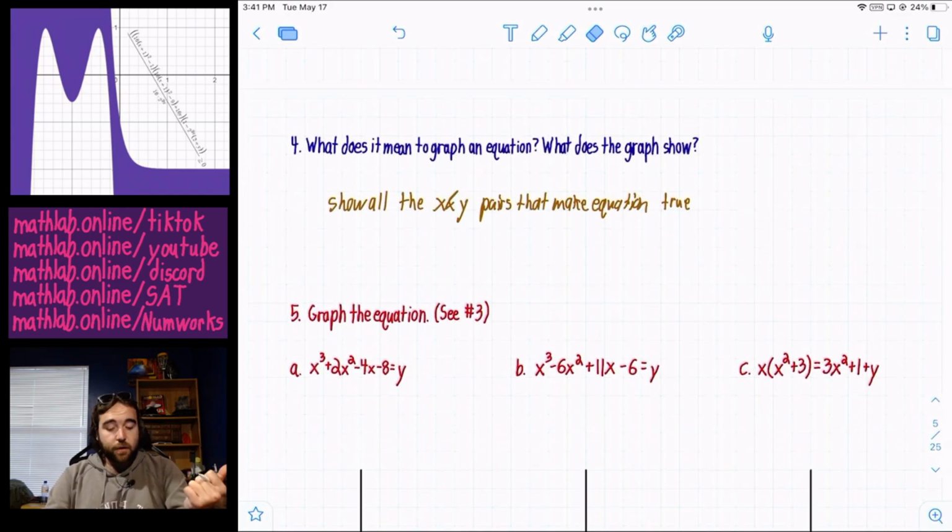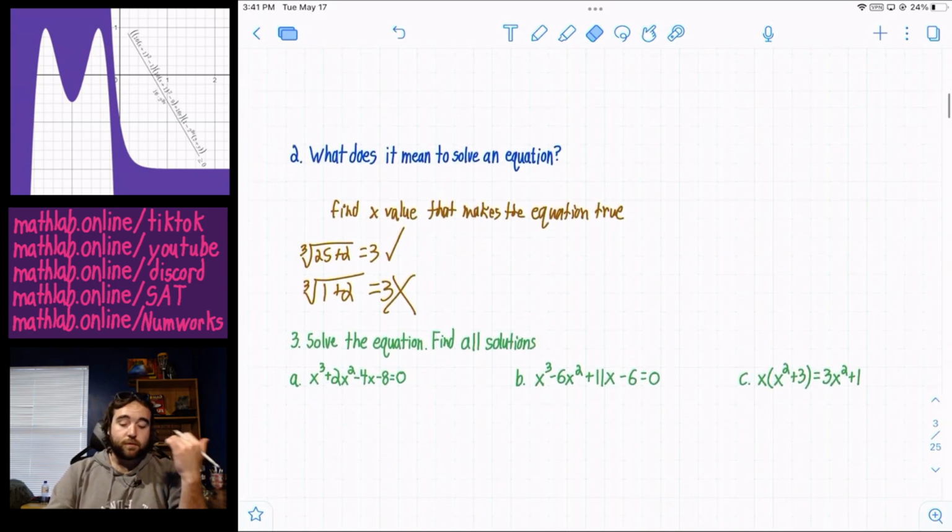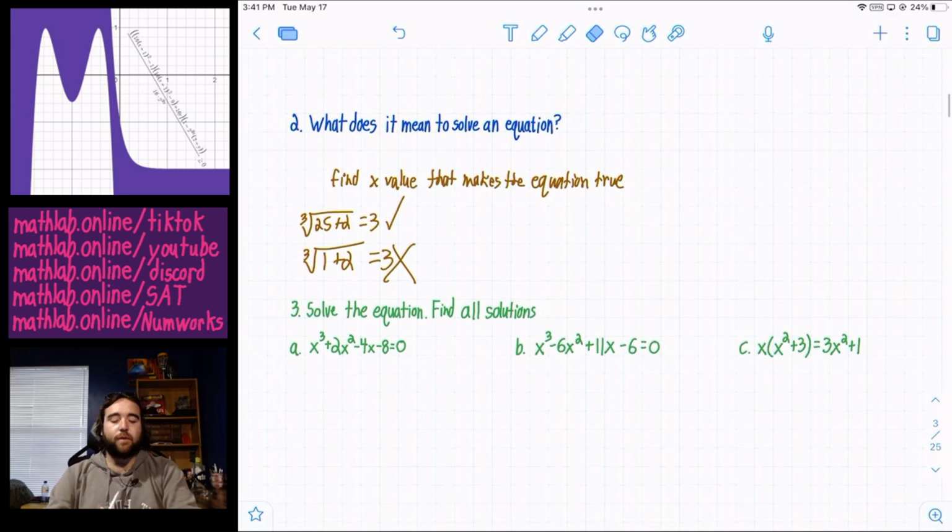So what does it mean to graph an equation? What does the graph show? It shows all of the x and y pairs that make the equation true. What does it mean to solve an equation? That's when it's just one variable, so it's just the x value that makes the equation true.